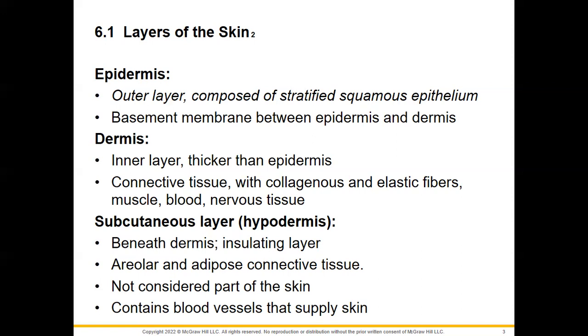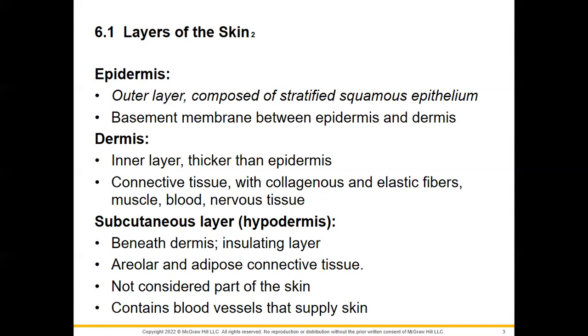The dermis is the deeper layer. It is thicker than the epidermis, and it is made up of connective tissues. You're also going to have collagenous and elastic fibers, some muscle cells or muscle fibers, and blood vessels and blood, as well as nervous tissue.